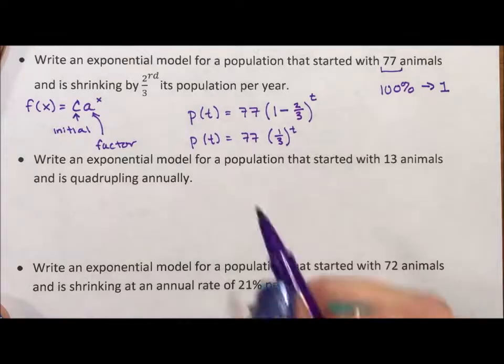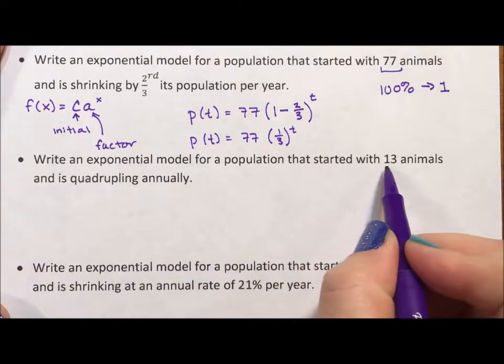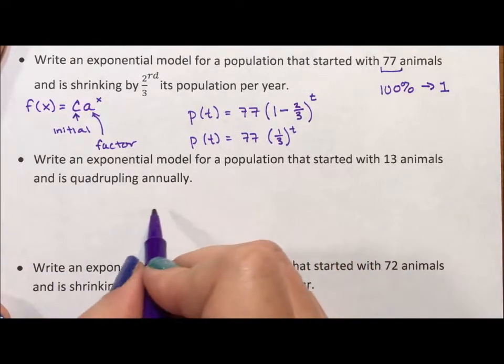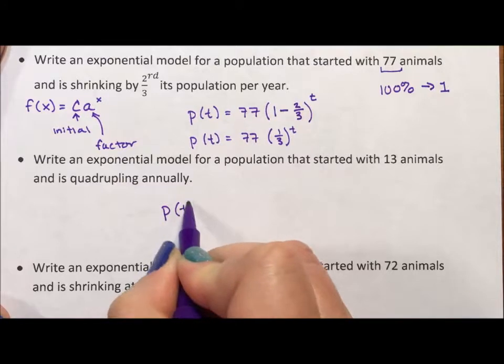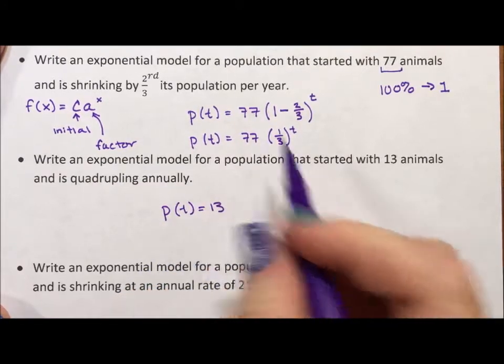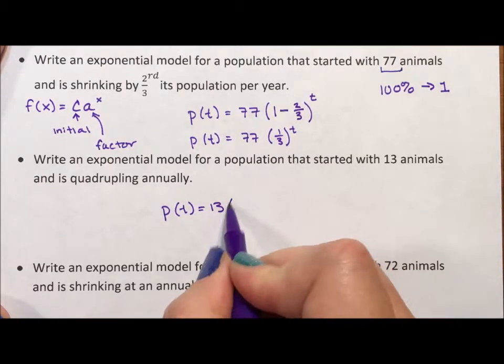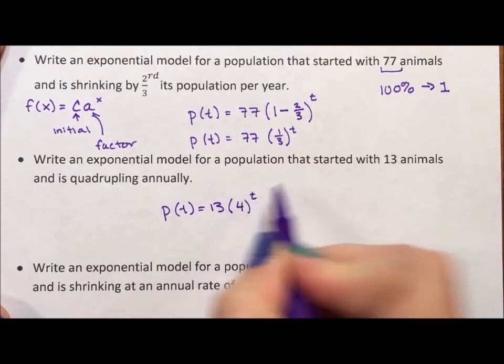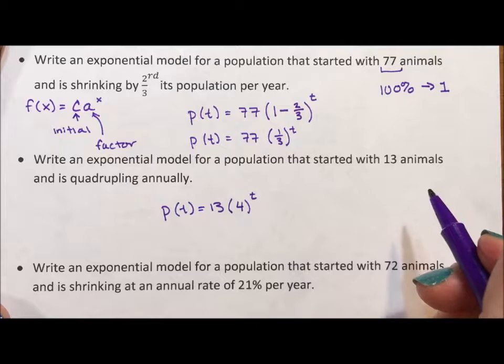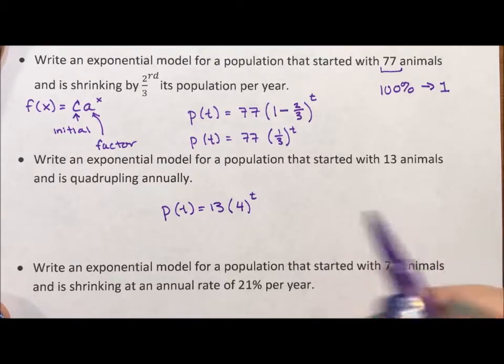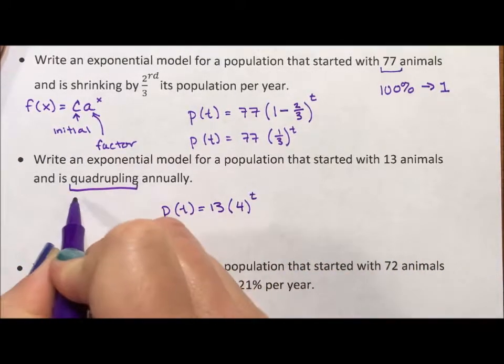All right, write an exponential model for the population that started with 13 and is quadrupling. So in this case, you are almost given the factor. Quadrupling just means you're multiplying by 4 each time. You don't need to do 1 plus. You don't need to do 1 minus. You are just given your growth factor.